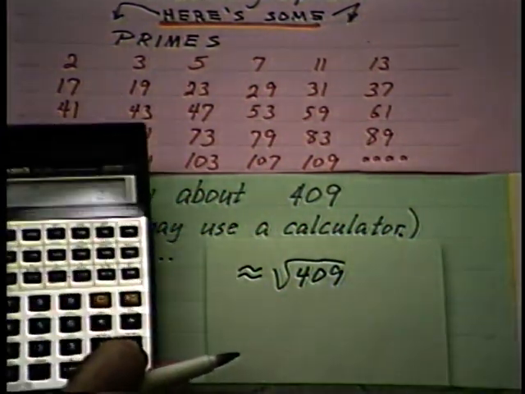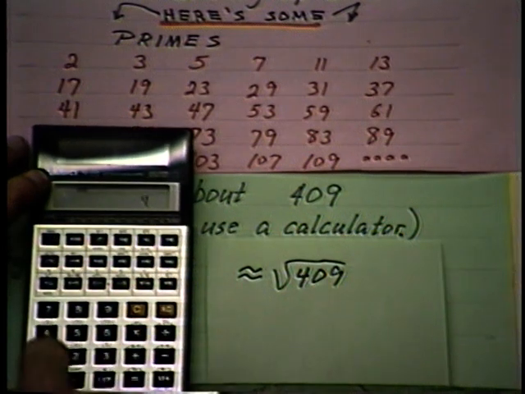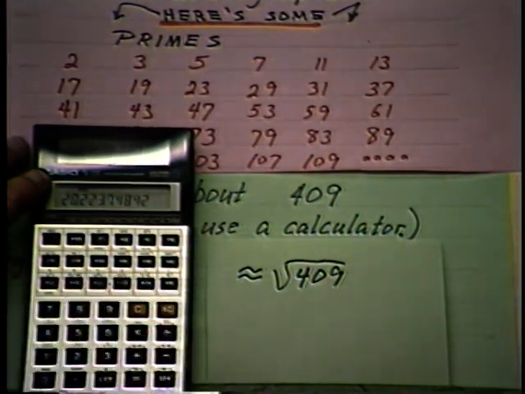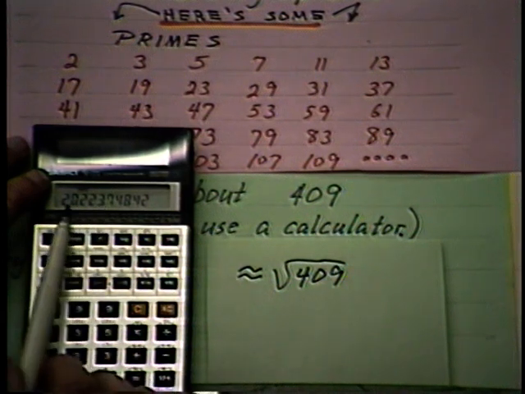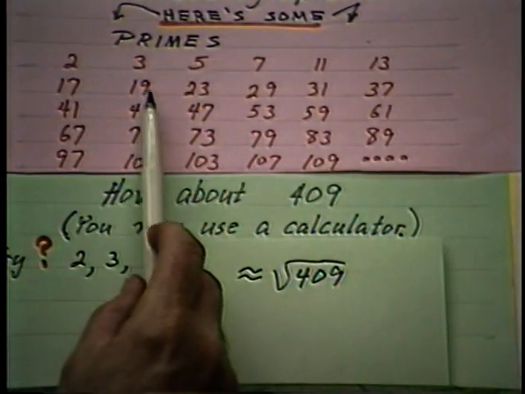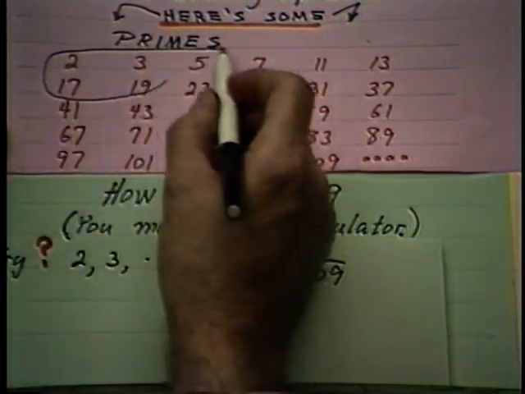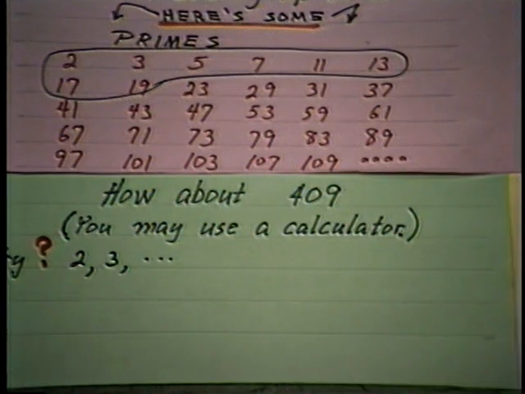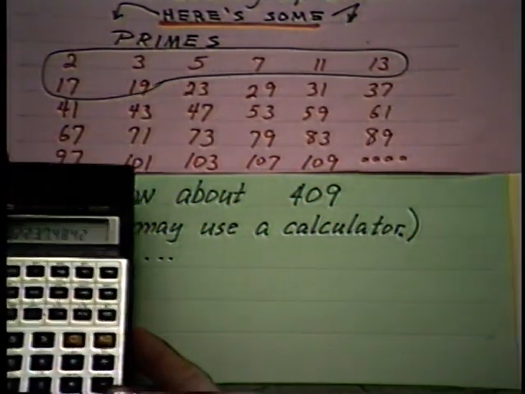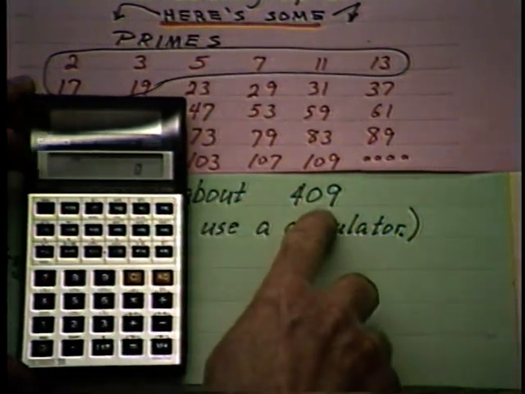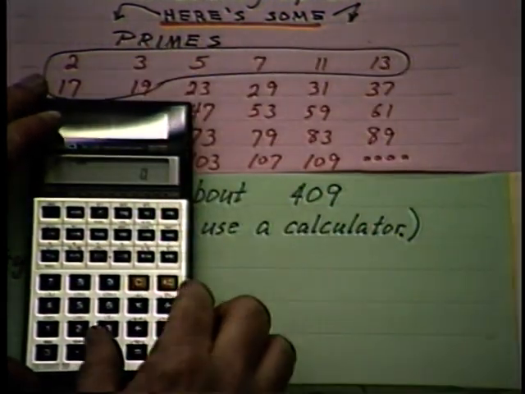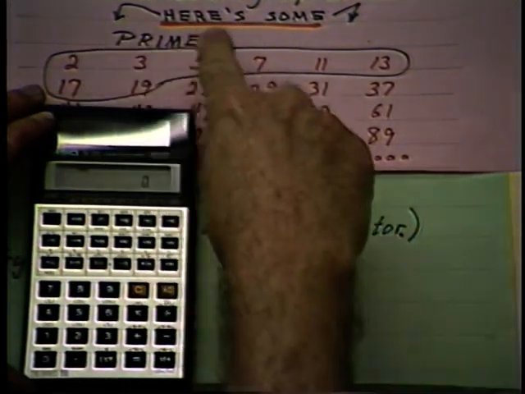Well, if one has a calculator with a square root key, and most do, you punch in 409, punch in square root, and this says 20.22. So that says find the nearest prime number in your list less than 20. So that's 19. So the only numbers I need try to see if 409 is a prime, if I didn't have a list, if I had a list I'd just look on it, are these right here. Now let's talk calculators on this a little bit. We're going to see if 409 is divisible by any of these.